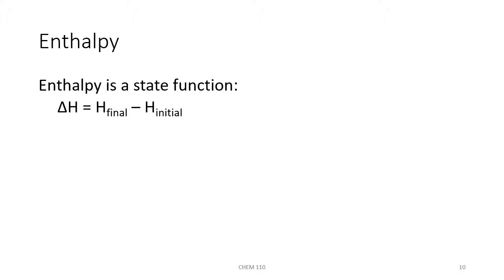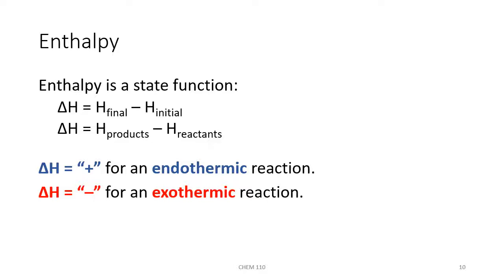Since enthalpy is also a state function and we don't measure it directly, we only measure changes, we can say that the delta H is equal to H final minus H initial, or in terms of a chemical reaction, the heat of the products minus the heat of the reactants. For an endothermic reaction, the enthalpy will be equal to a positive value. For an exothermic reaction, the enthalpy will be equal to a negative value.